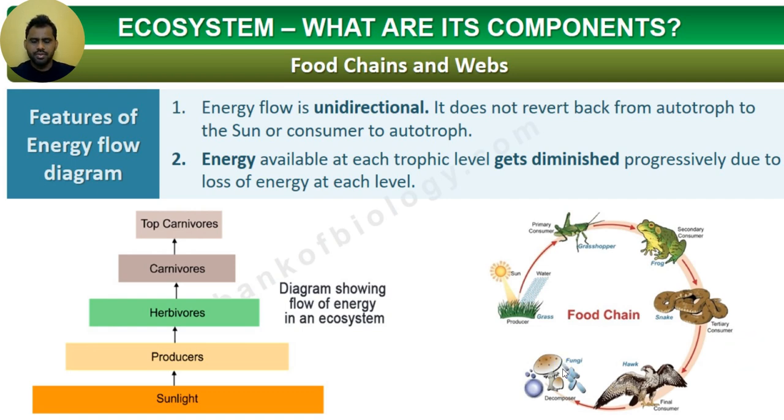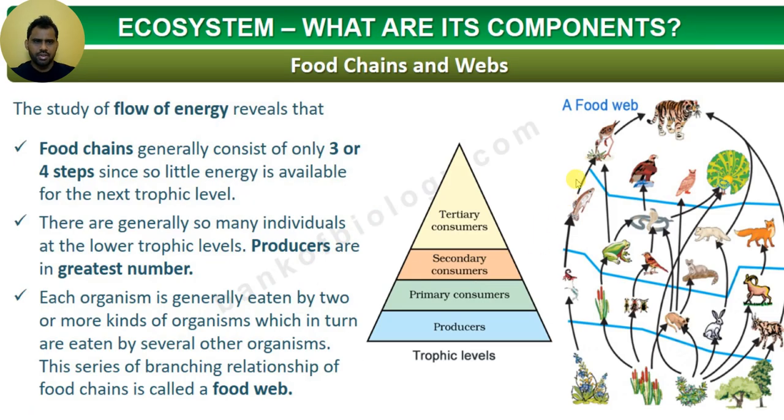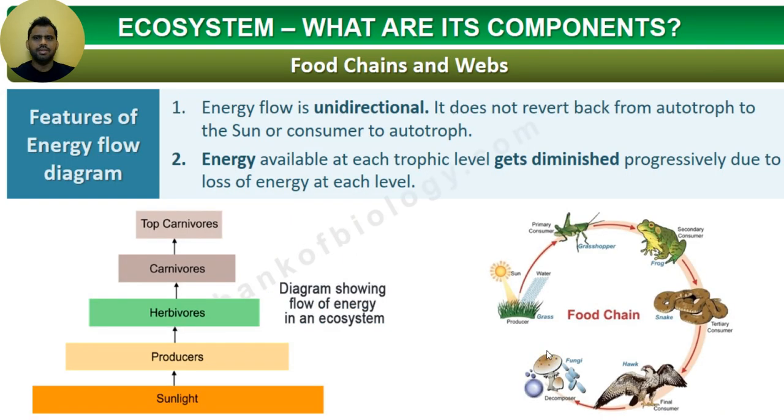This is where we stopped the discussion. This was an example of a food web. It looks interconnected and interlinked, like a web, hence it is called a food web. So different combinations of food chains taken together are called a food web. Okay, now let's go ahead.